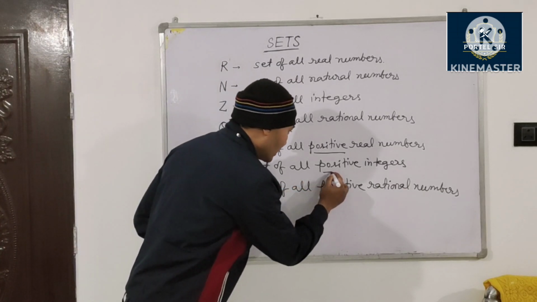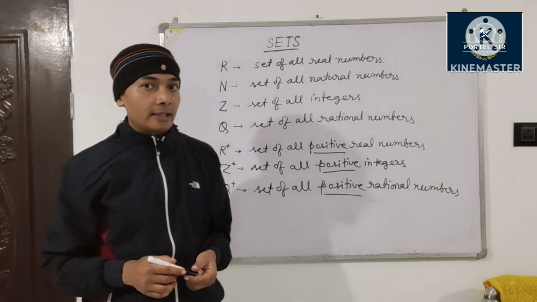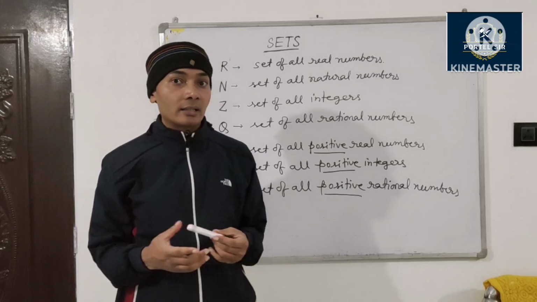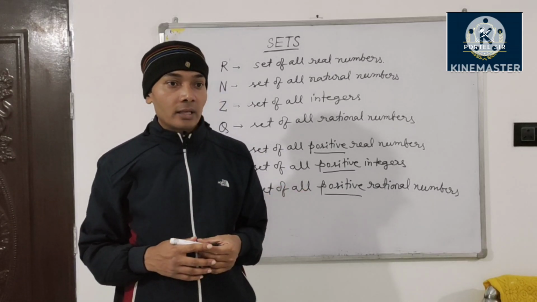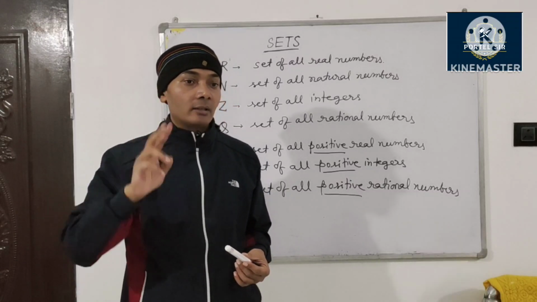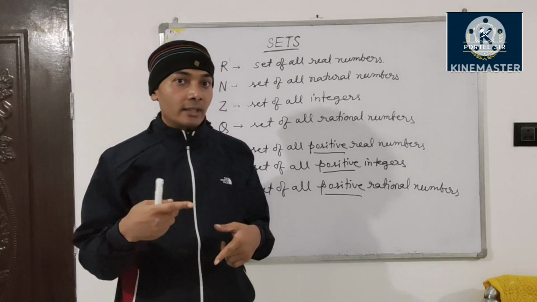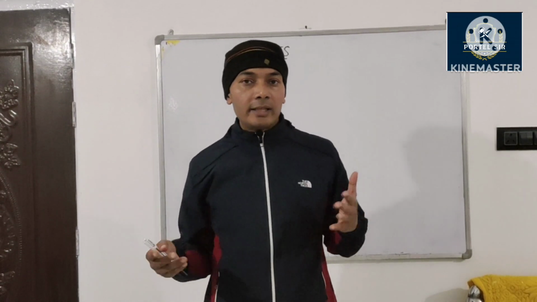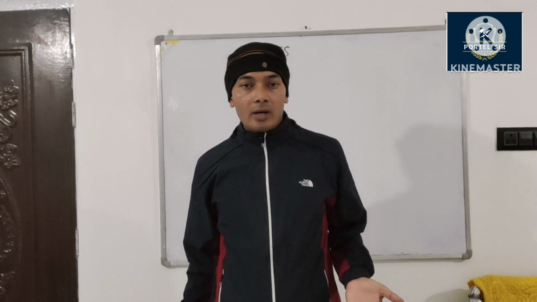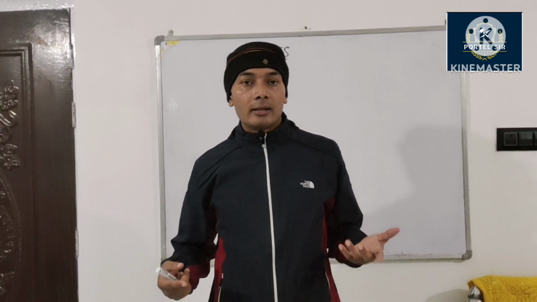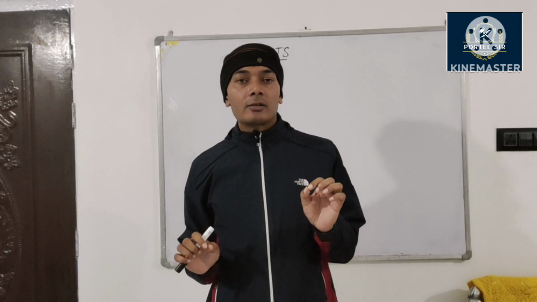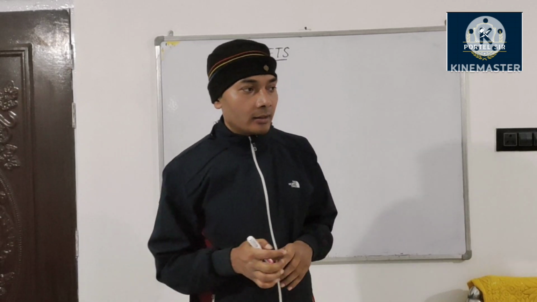Now we'll move to the next topic, that is representation of a set. How can we represent it? How to write the set? Now we are coming to the most important topic. There are two forms, two ways in which we can represent a set. We will discuss that in the next topic. Till now we have done what a set is, what the elements in the set are, and how we can denote a set. Now we are going to discuss representation of a set. Very important topic.